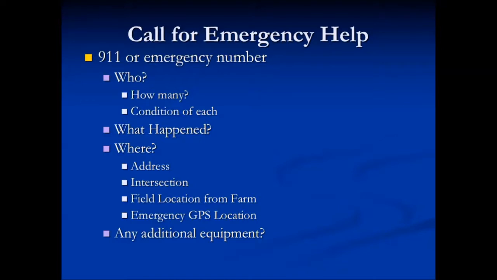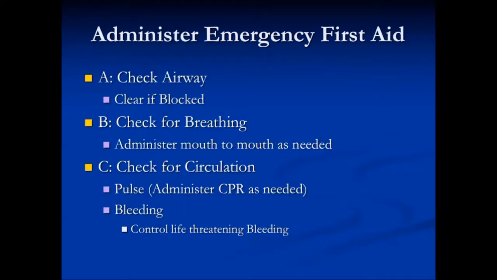Calling for emergency help: 911 or some other emergency number. You want to let them know who's injured, how many are injured, and the condition of each. You have to let them know what happened and where it was, the address, the intersection, or field location from the farm, because that may be different than the address of the farm, or give an emergency GPS location. And you need to let the emergency folks know if there's any additional equipment needed for any of the rescue.